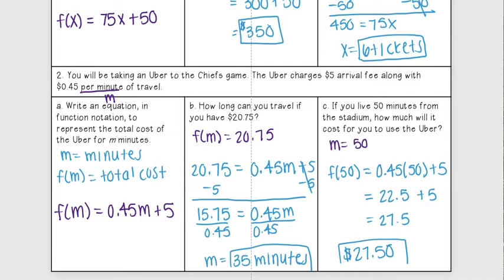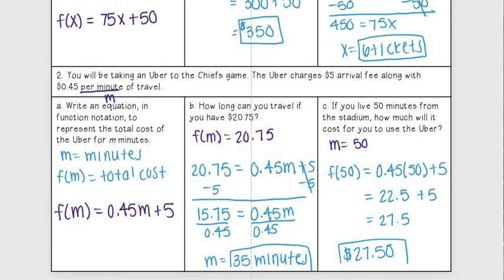So this one was talking about taking an Uber to the Chiefs game. The Uber charges a $5 arrival fee along with 45 cents per minute of travel. So again, I like to go ahead and label. So I know m is going to be for minutes, so how long I'm traveling for. And then my function is going to be the total cost. That's what I'm looking for. And so I got this equation right here.